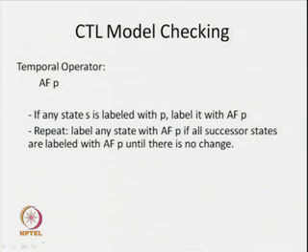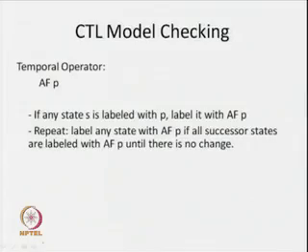So, the next operator is AFP. What is AFP? Basically, in all paths in the future, P must be true. So wherever you go, we must get a state in the future where P is true. Now, how are we going to get an algorithm for this operator? We are saying that if any state S is labeled with P, label it with AFP.